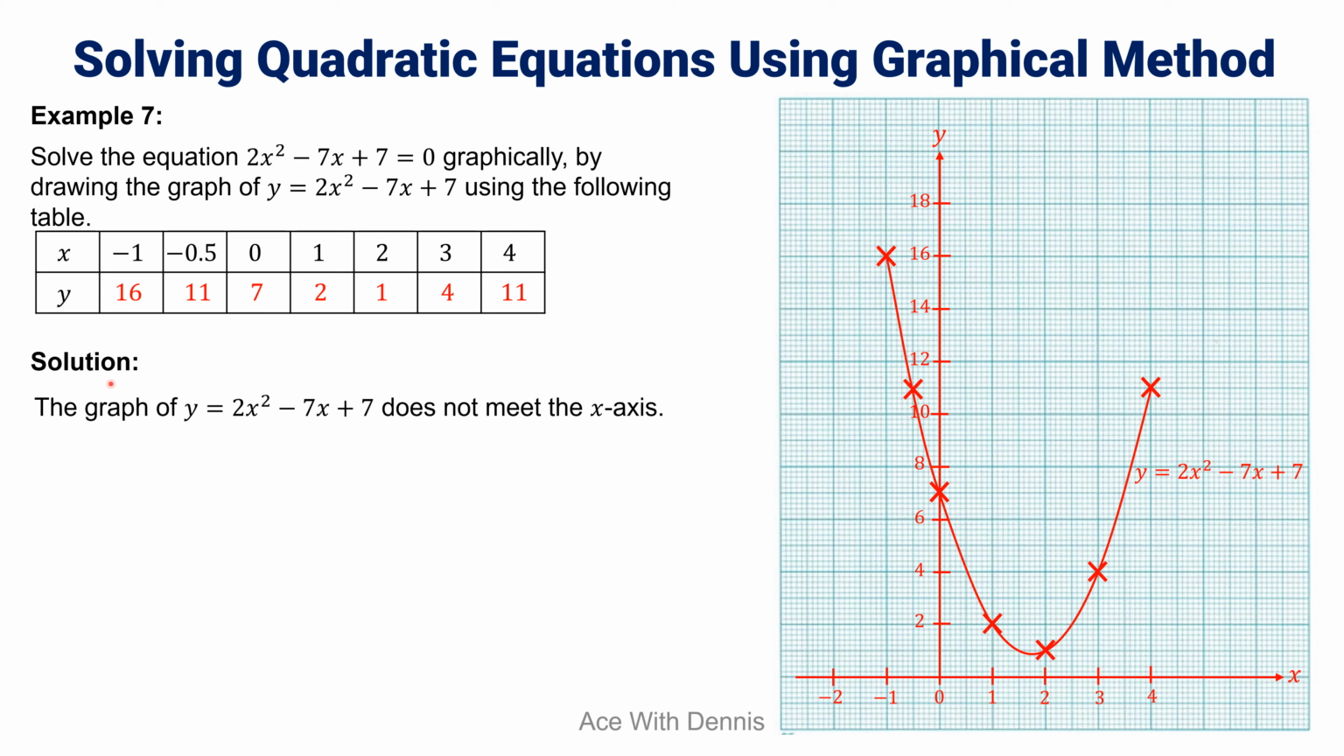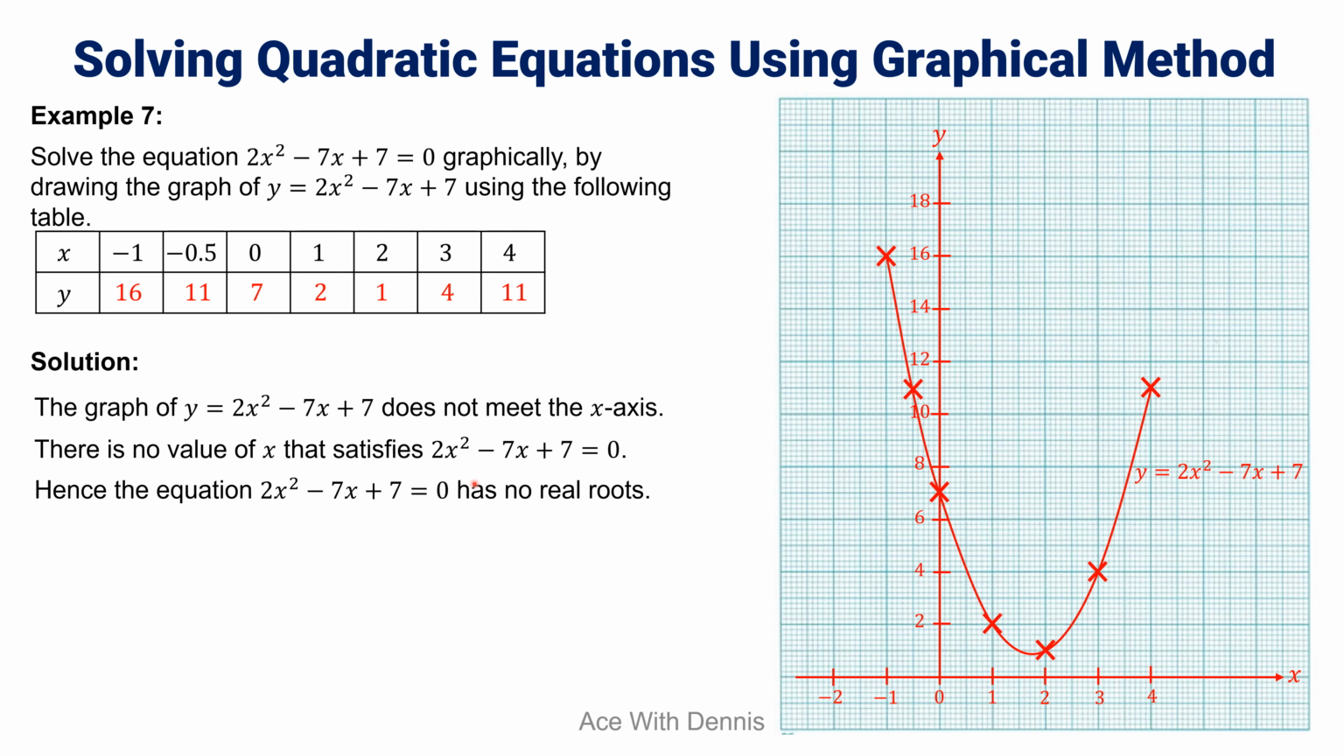Then we can say that the graph of y equals 2x squared minus 7x plus 7 does not meet the x-axis. So in other words, there is no value of x that satisfies 2x squared minus 7x plus 7 equals 0. Hence, the equation 2x squared minus 7x plus 7 equals 0 has no real roots. So this is the example where we find the solution for a quadratic equation using the graphical method.